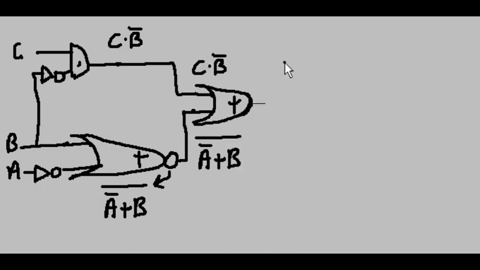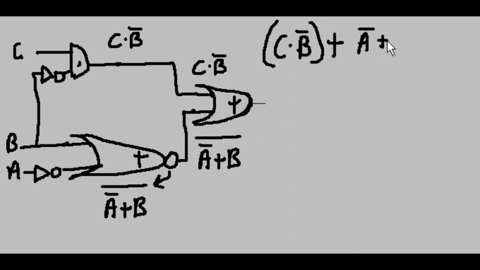Let's rewrite this output now. I have C ANDed with B not. I'm going to OR that with A not or B not, A not or B, and the entire output is knotted, like so.